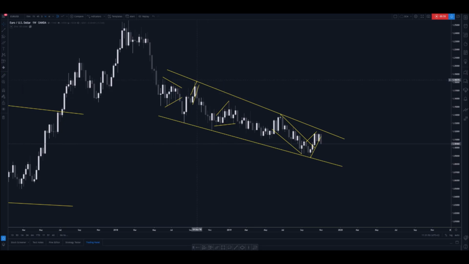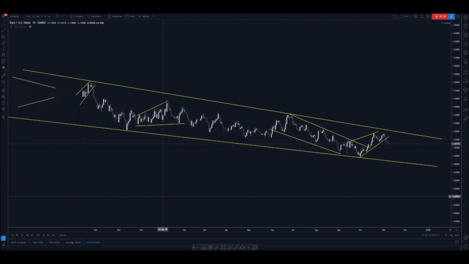When we take a look at the same structure from a weekly time frame, we can clearly see the low, the high, the low, the high, the low much more clearly, and we can identify this descending structure as a weekly pattern.